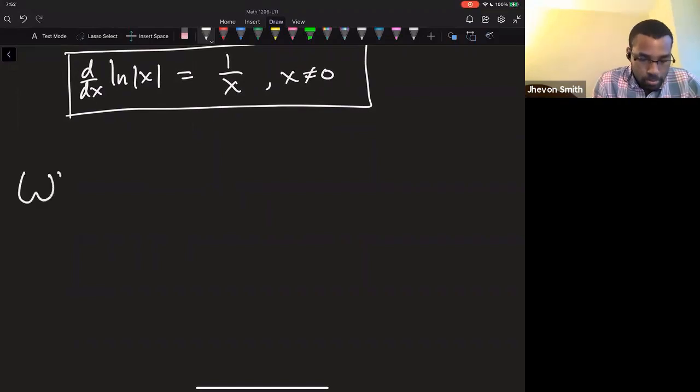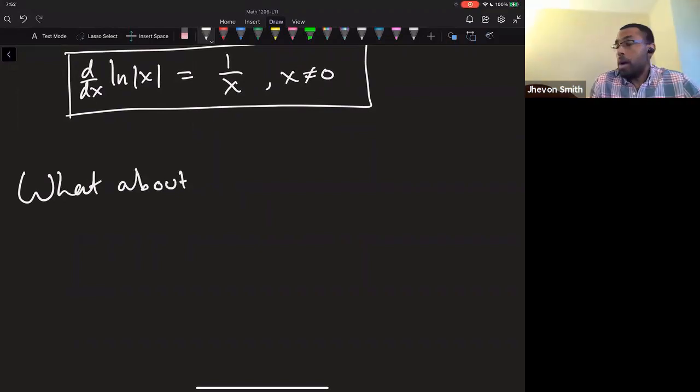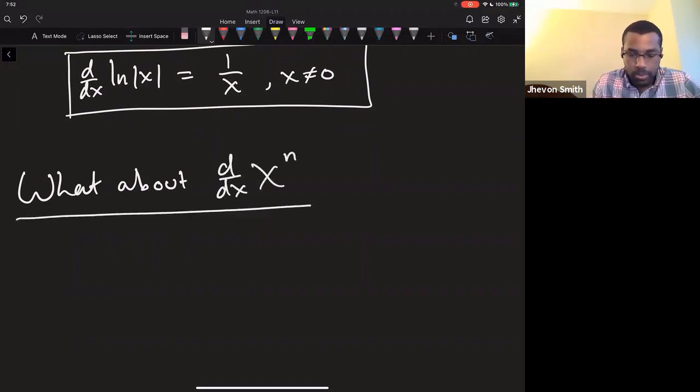What about this one? Power functions. So let's look at something like the derivative of x to the n. Right? So we want to be able to differentiate things like derivative of x to the 7, derivative of x to the 1000, derivative of x to the bajillion, derivative of x to the radical 2, derivative of anything like that, which would be very, very annoying to do by the definition, by the way, if you didn't realize.